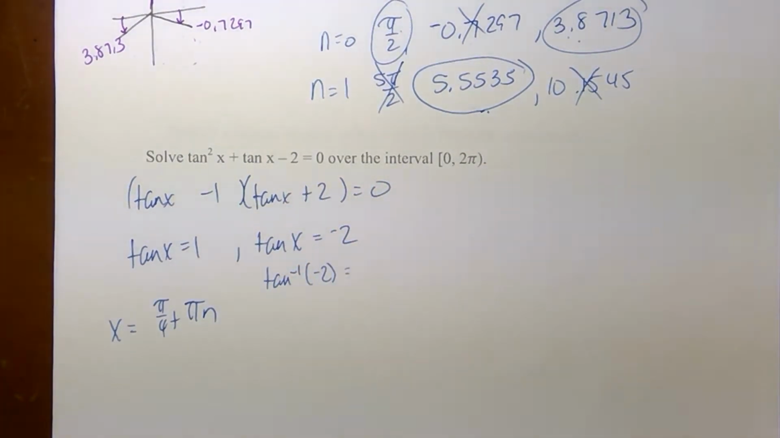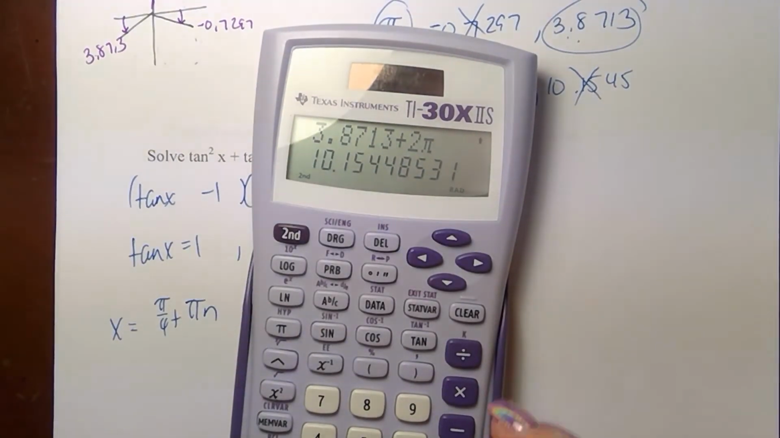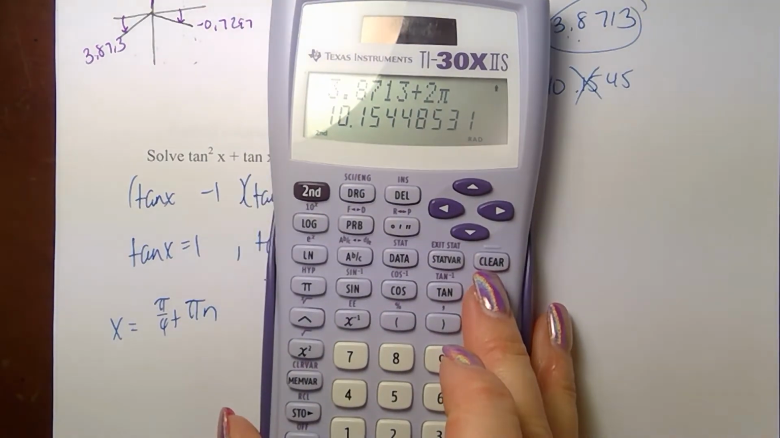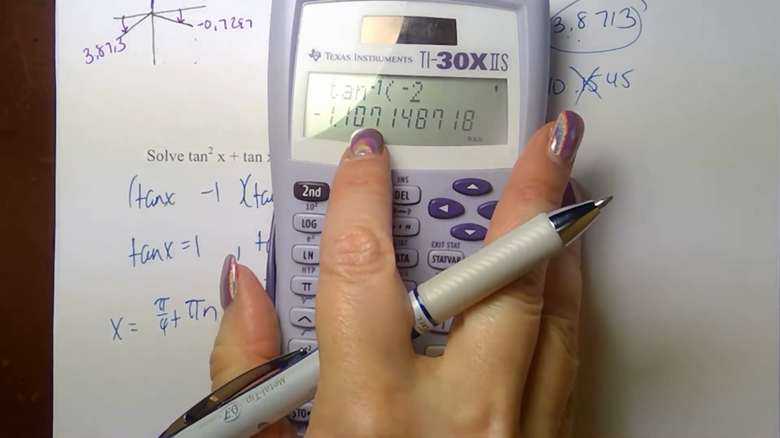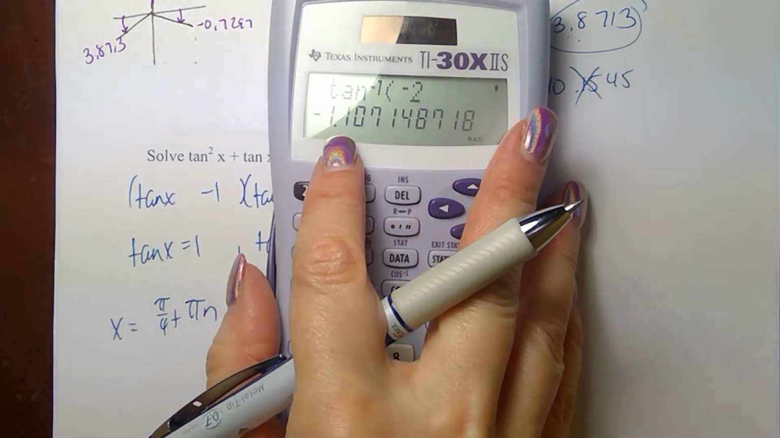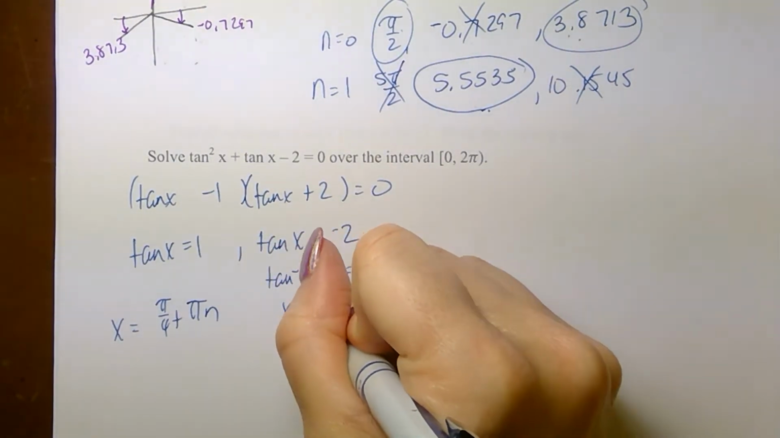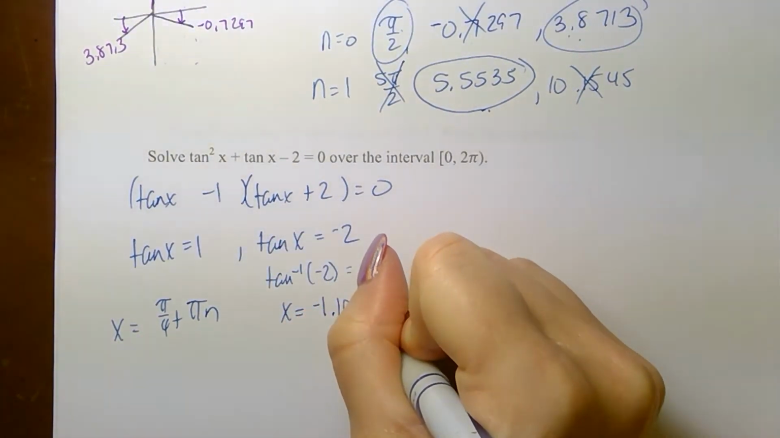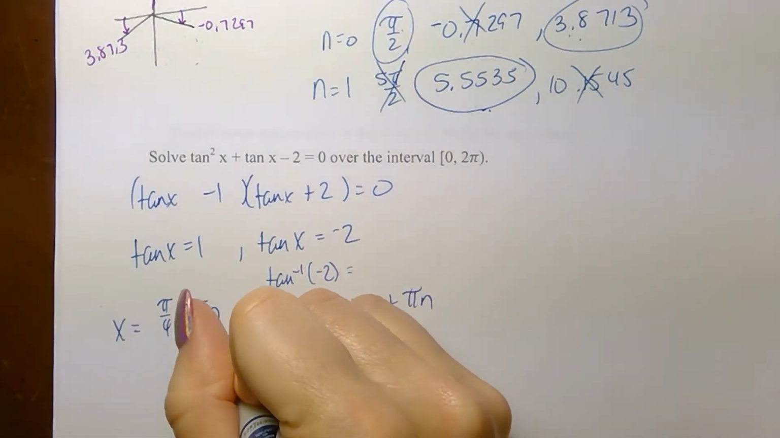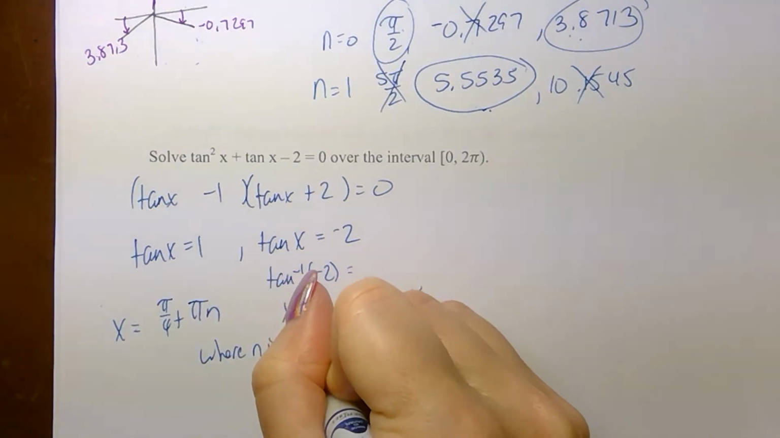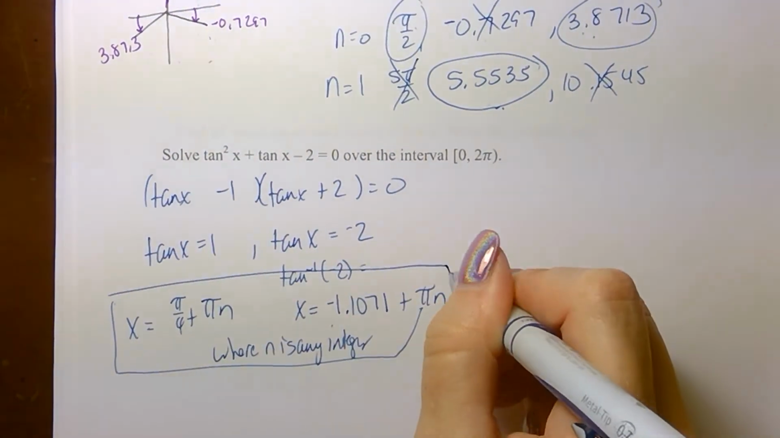What does that give me? Tangent inverse is defined as negative in quadrant 4. Am I still in radians? I'm still in radians. So tangent inverse, and I've been given a value of -2, gives me my starting place as -1.1071. So x is -1.1071 plus pi n. And we know again that tangent is periodic over pi, so this is where n is any integer, all possible solutions right there.